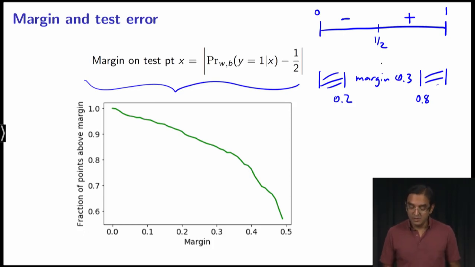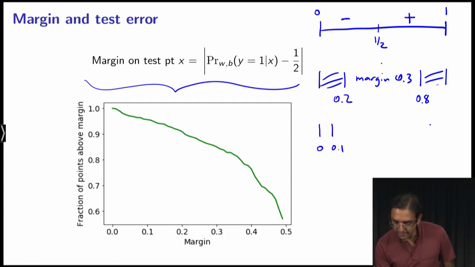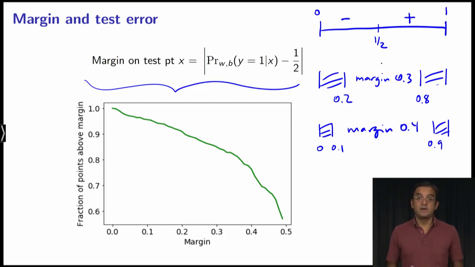Or we could look at 90% confidence, where the probabilities are between 0 and 0.1, or between 0.9 and 1. So this is a margin of 0.4. Or we could look at even larger margins, like a margin of 0.49, which would be 99% confidence.